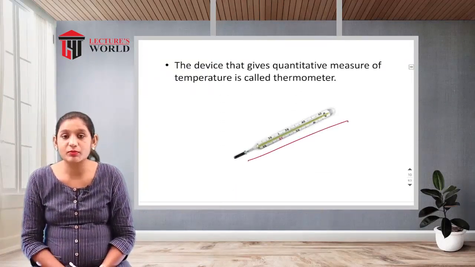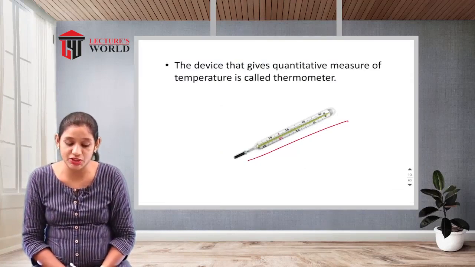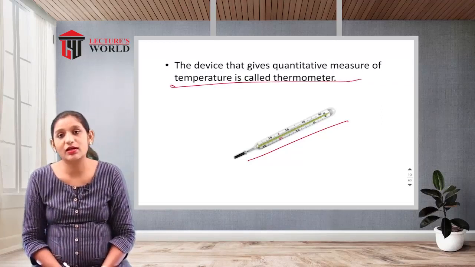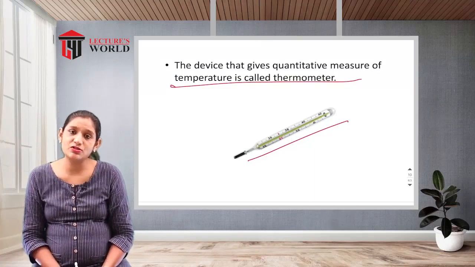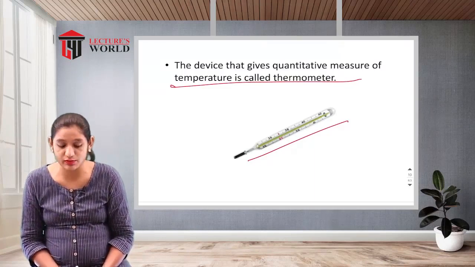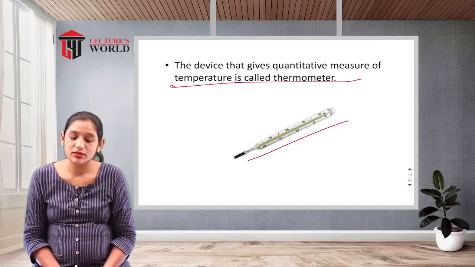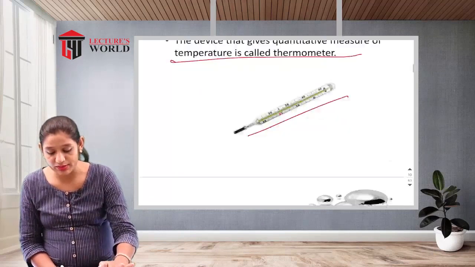Next, this is the thermometer, the device that gives quantitative measures of temperature. The scale and measurement of the thermometer give the quantitative measurement of the temperature, which is why it is called a thermometer.